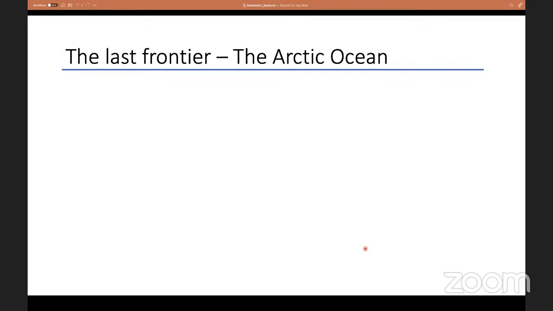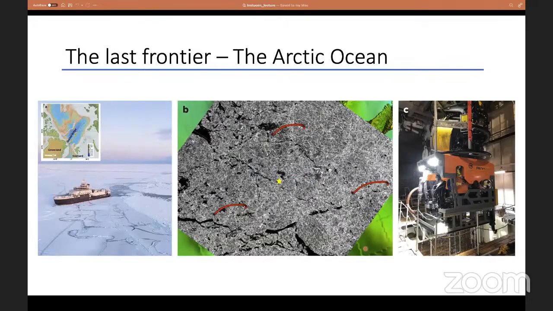actually exploring other ocean worlds. So this is one of the expeditions that I had been on in 2021, where we went to about 82 degrees north. So that's fairly far up, into several meters of thick ice. As you can see on the figure on the left, the red spot is where we ventured into.